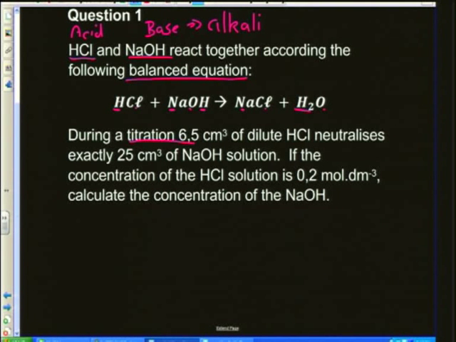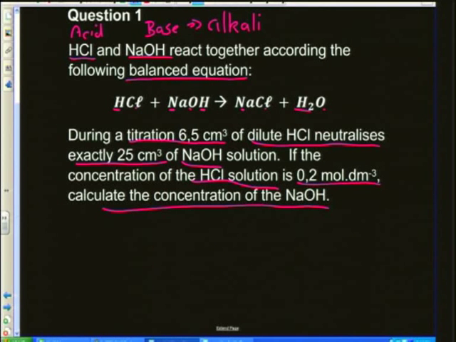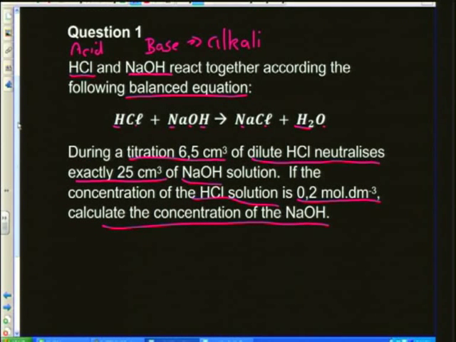During a titration, 6,5 centimeters cubed of dilute hydrochloric acid neutralizes exactly 25 centimeters cubed of sodium hydroxide solution. If the concentration of the HCl solution is 0.2 moles per decimeter cubed, calculate the concentration of the sodium hydroxide. An acid and a base reacting together according to the following during a titration.